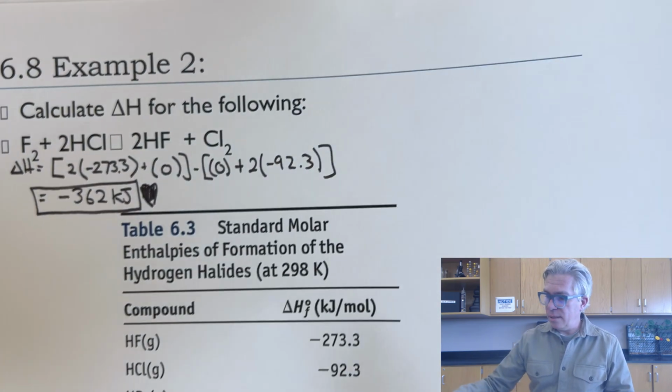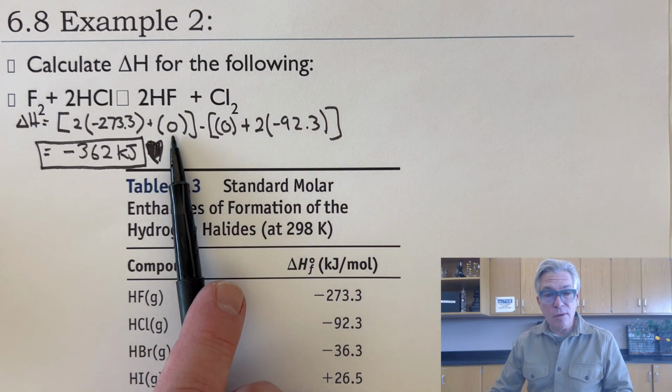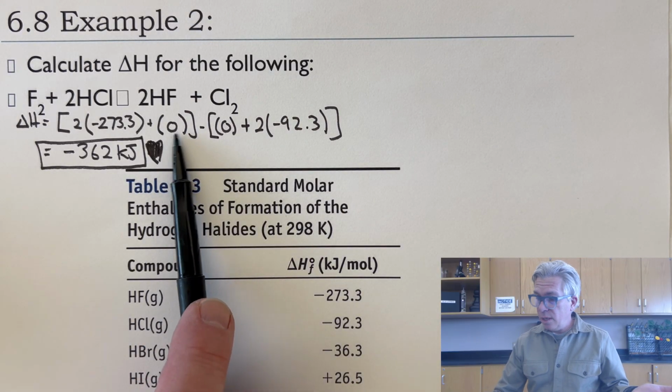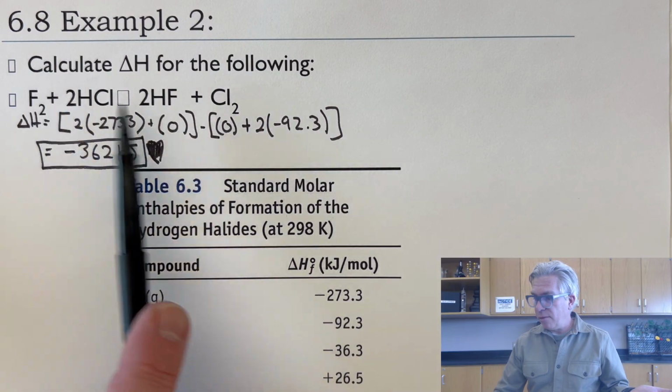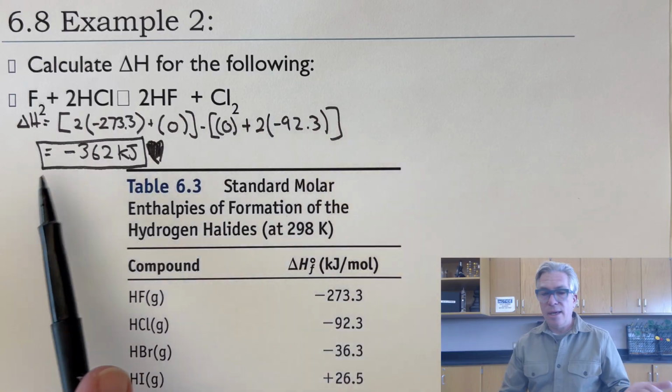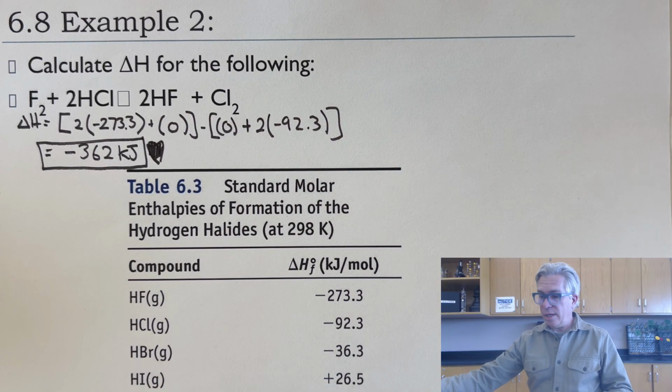Well, it turns out if we know that those are elements and that elements have enthalpies of 0, we can just simply put in zeros for those. So 2 HFs plus 0 for the chlorine minus 0 for the fluorine plus 2 HCl's, and I get a negative 362 kilojoules out of that. So again, products minus reactants if you're armed with the appropriate table.